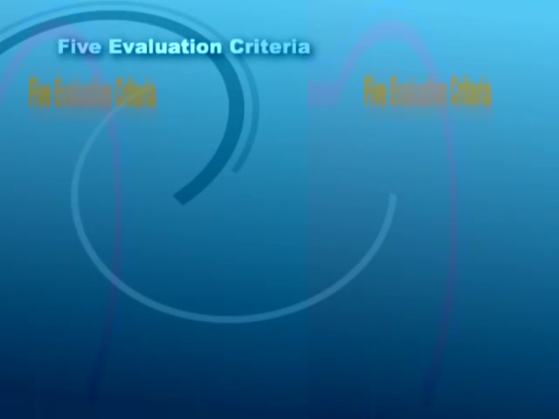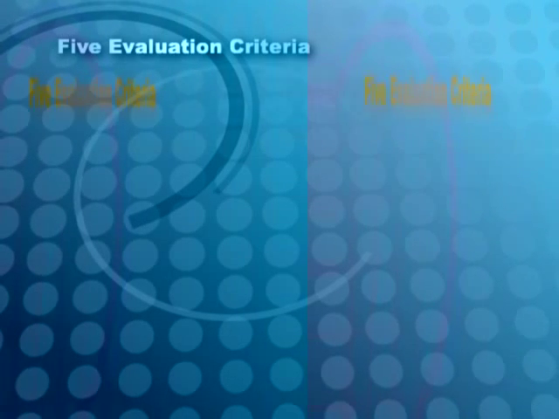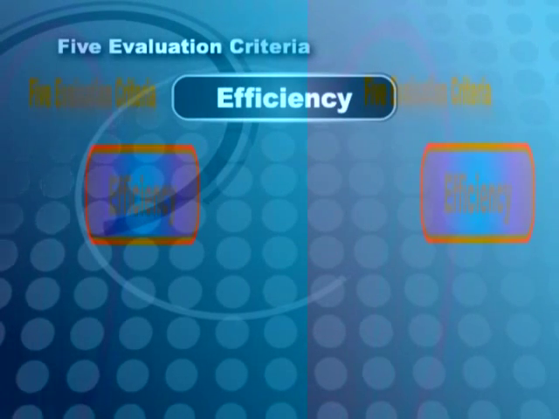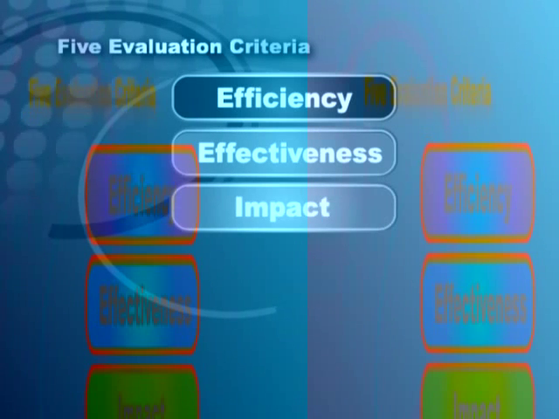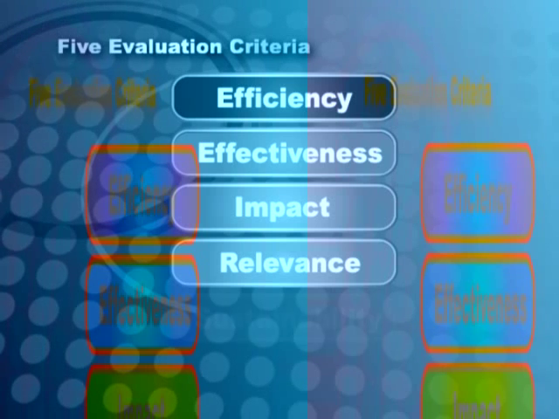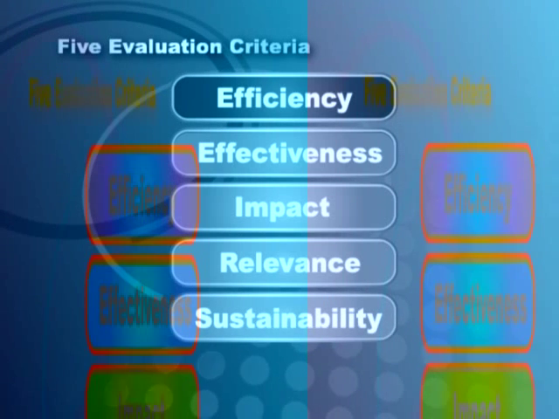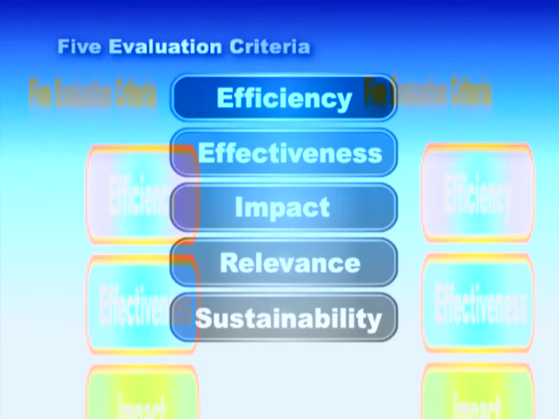Generally, there are 5 items as the evaluation criteria, which are 1. Efficiency, 2. Effectiveness, 3. Impact, 4. Relevance, and 5. Sustainability. Allow me to explain these 5 evaluation criteria within a project or program.